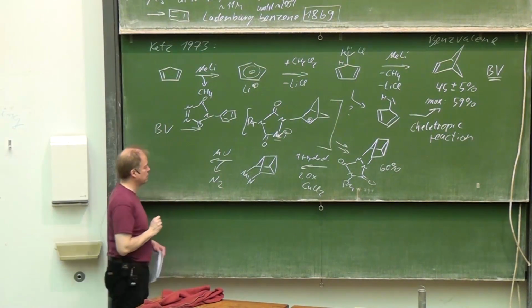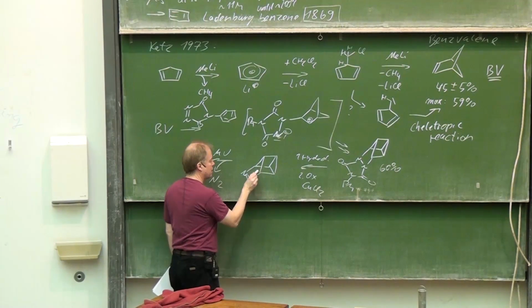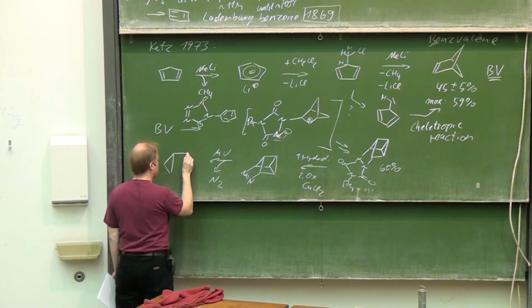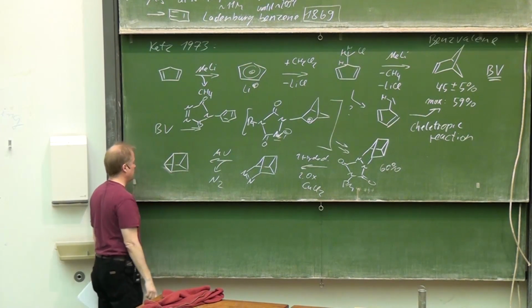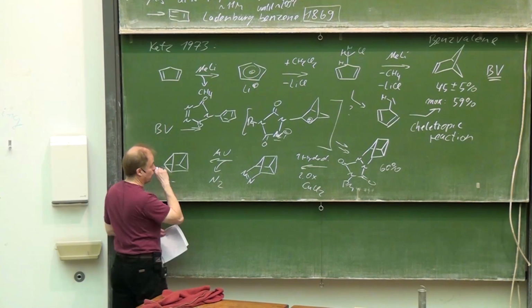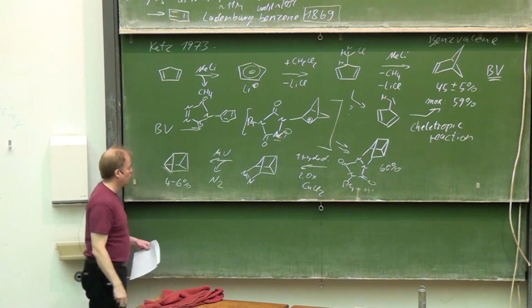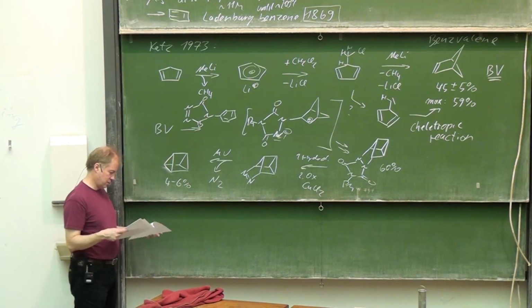Molecular nitrogen is formed, and the corresponding diradical, which combines, forming that final CC bond. Okay, they get hands on that compound, but for these last steps, just between 4 and 6% yield were obtained.